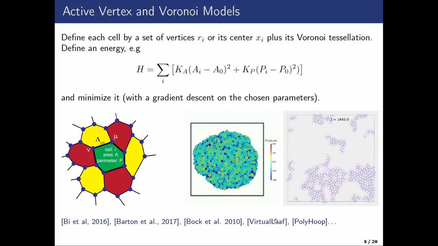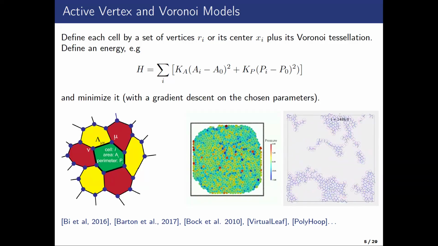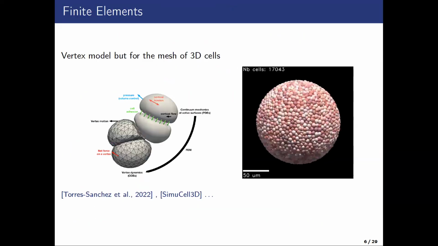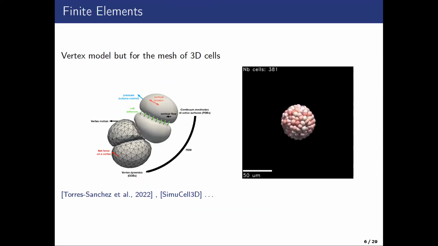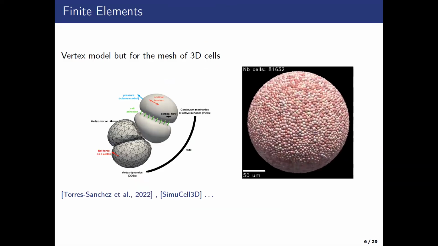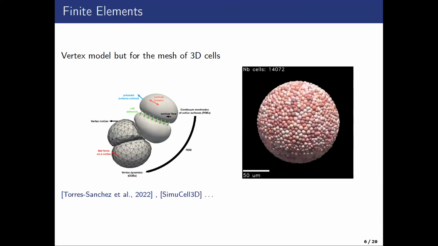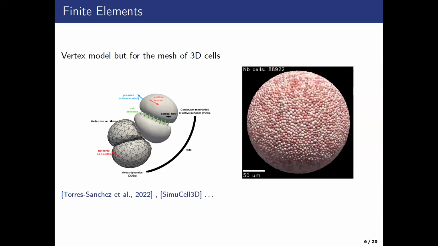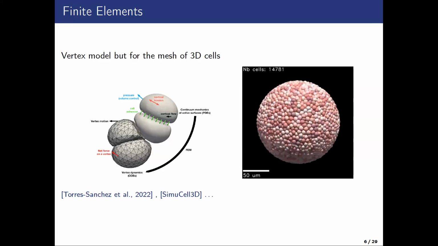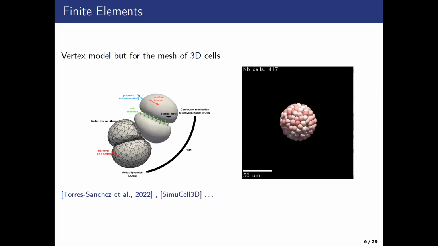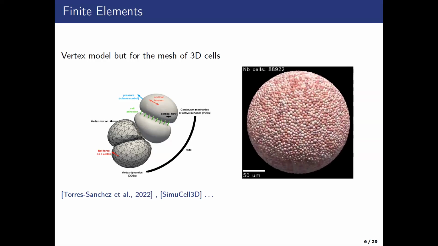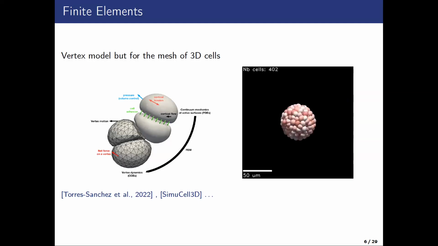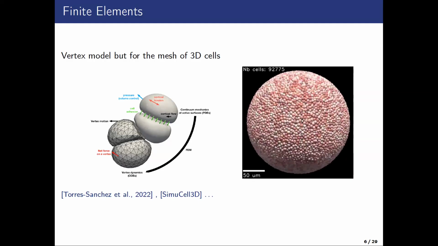But that's mostly 2D, right? If you want to do that in 3D, then it's a bit more complicated. So in 3D, people work more with finite elements, which essentially is the same as a vertex model, but the vertex model in 3D would be a 3D cell. So here you work with the mesh, and you define the mesh by a set of vertices, some well-chosen Hamiltonian that you minimize with a gradient descent. And so that works pretty well in 3D.